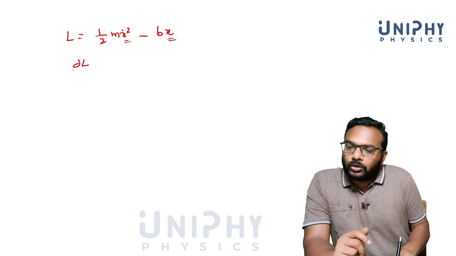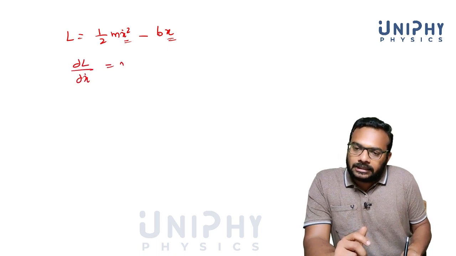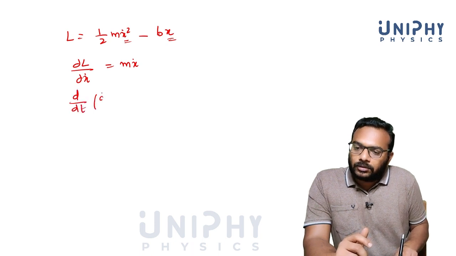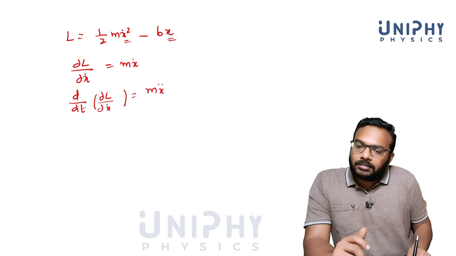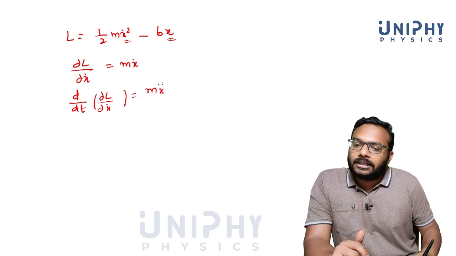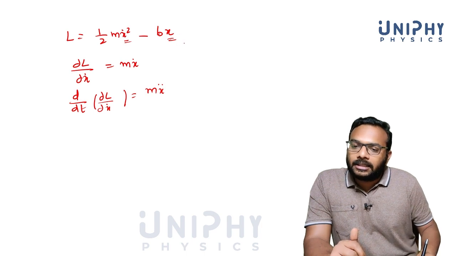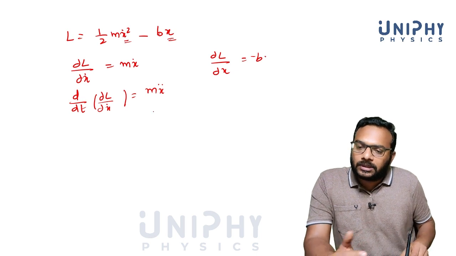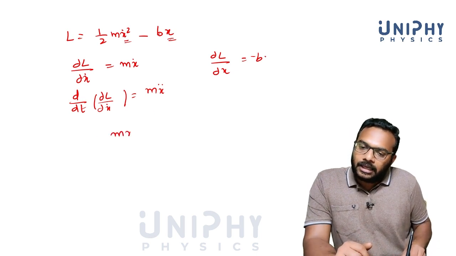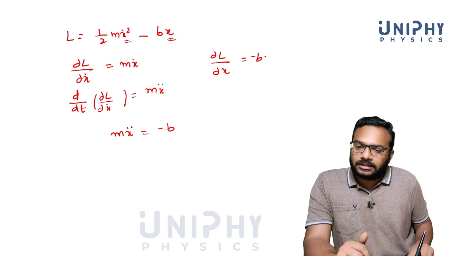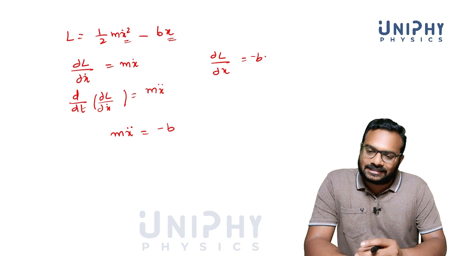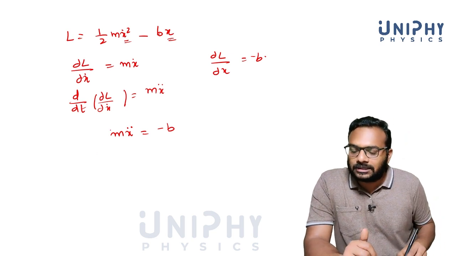So, dou L by dou x dot is m x dot. d by dt of dou L by dou x dot is equal to m x double dot. And here you have dou L by dou x equal to minus b. So, what's our equation of motion? It's simply m x double dot is equal to minus b. That's our equation of motion. Now, you see this is a second order differential equation for x. We just solve it and obtain the solution.